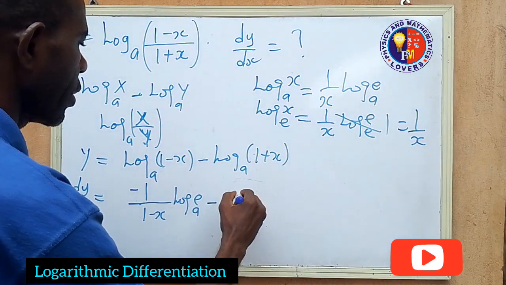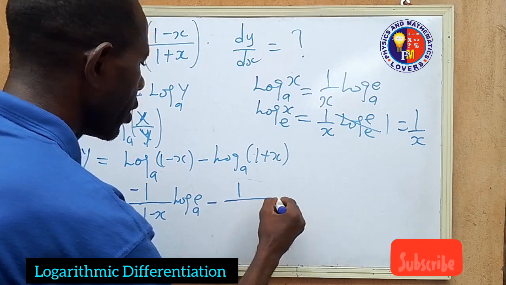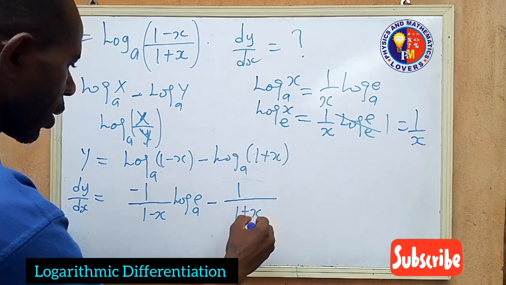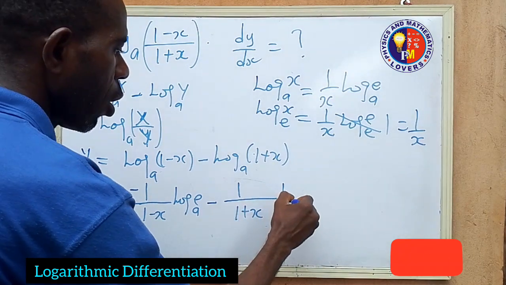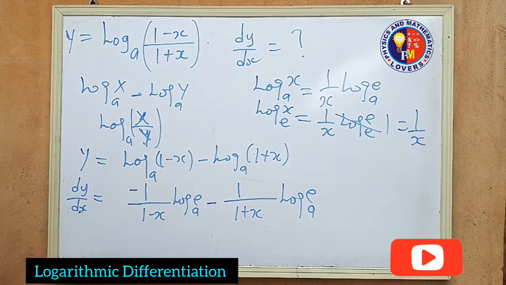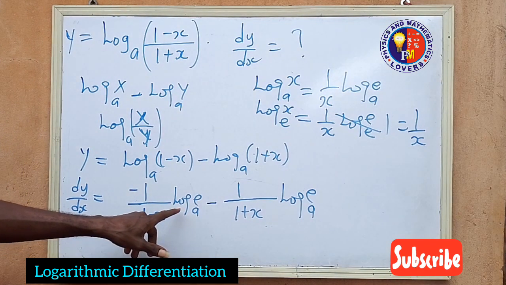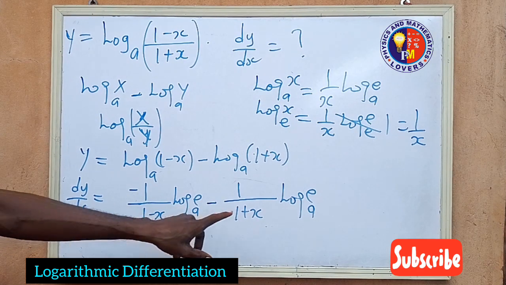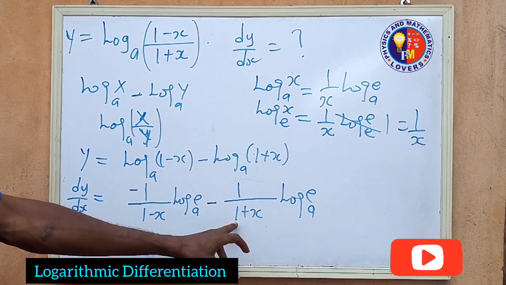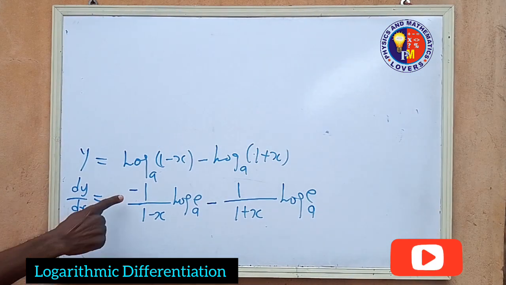If you multiply it, it's going to give us 1 all over 1 plus x, then log e to base a. Alright, if you notice something here, there is this one that is common here. This one is common. Here is common. This is common. So let's factor it out. Then we have this and this.